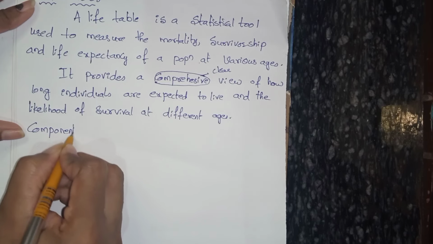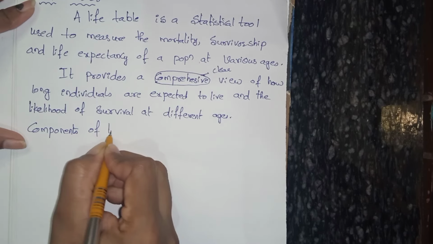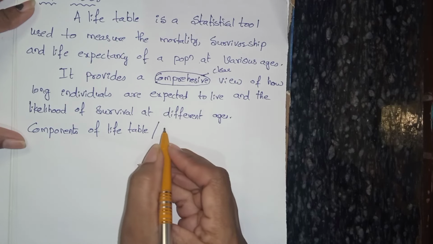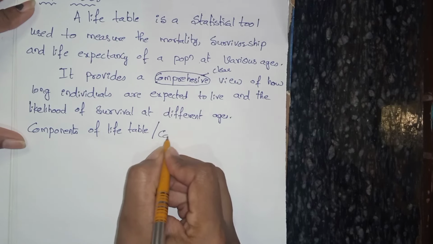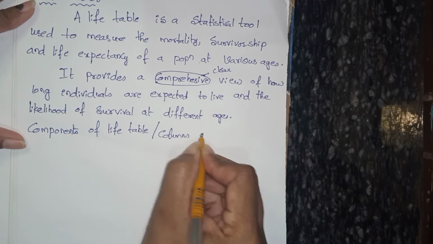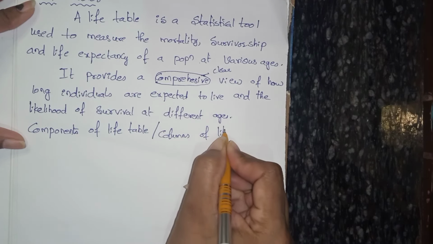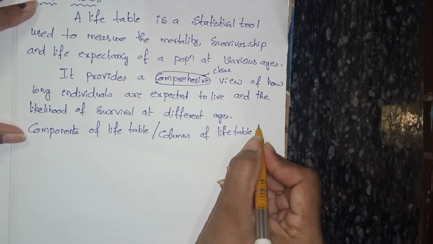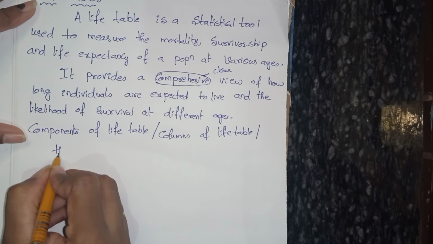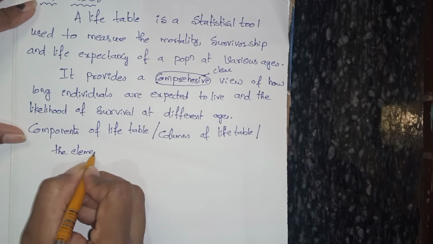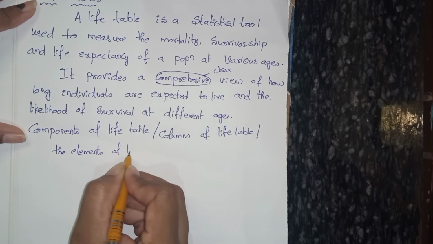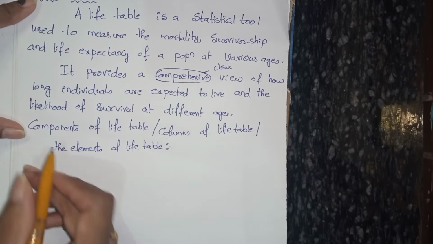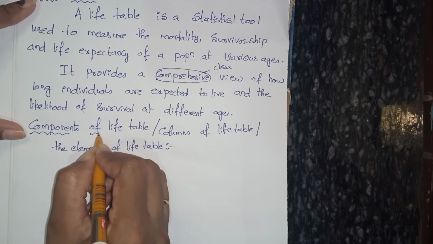Next is components of life table. Components in the sense, as I told you, are the columns. Components of life table, or else they can also call them columns of life table, or else the elements of life table. Whatever they ask, we have to write the following.